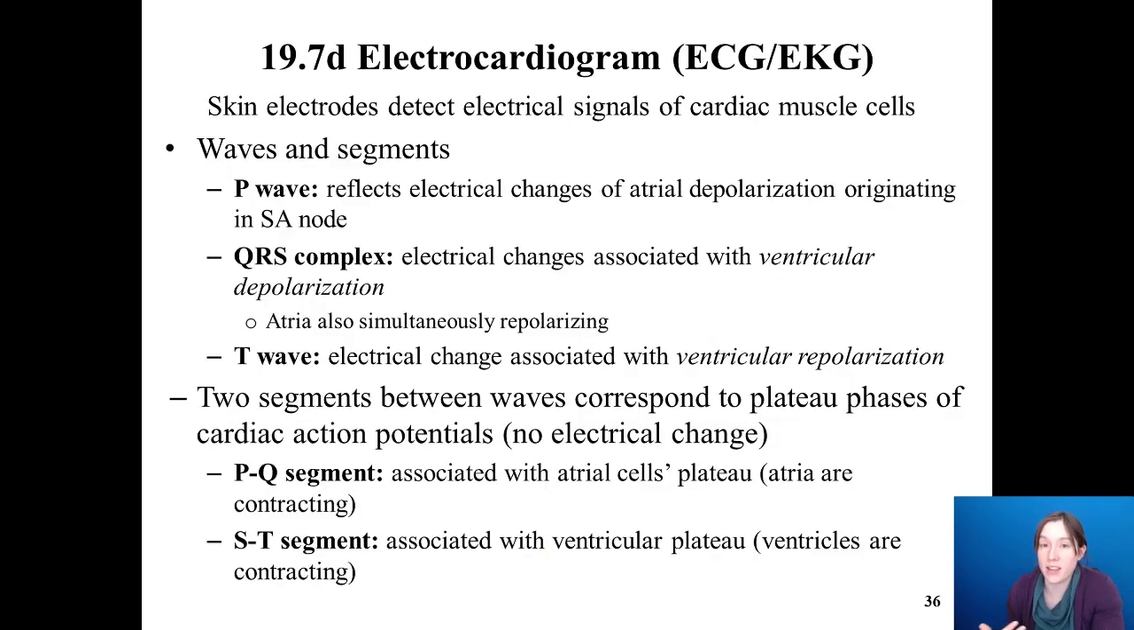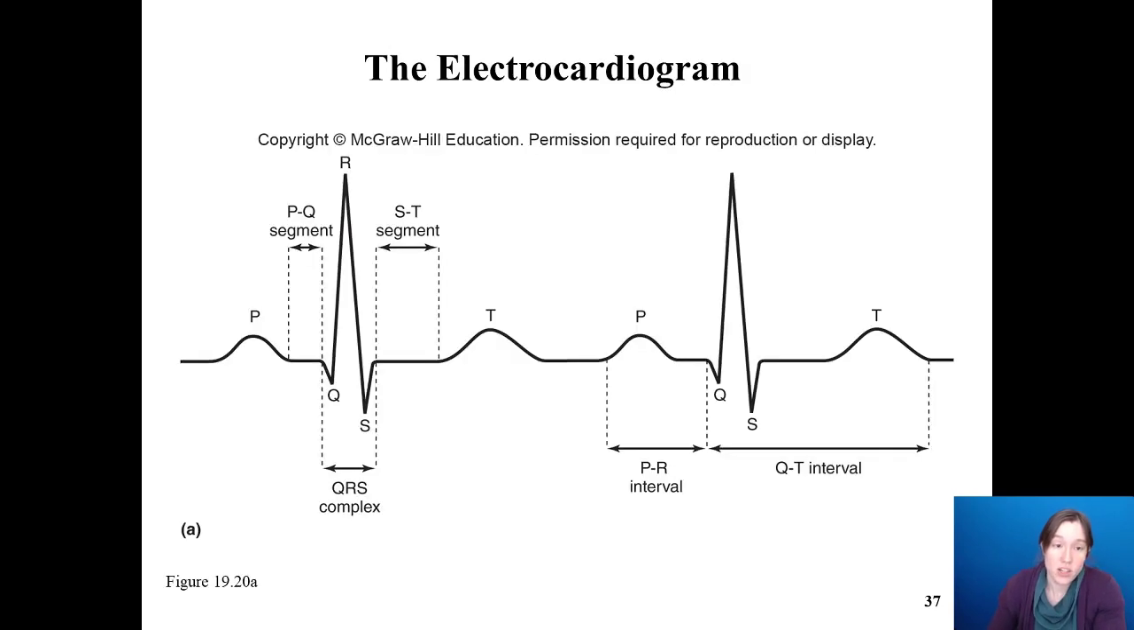So we can look at the electrical conduction of the heart by looking at an electrocardiogram, which is called an EKG or an ECG. Skin electrodes are going to be placed on the patient, and they can detect the electrical signals of the cardiac muscle cells. And so here on the EKG, this is what a basic tracing looks like. They have different parts, and I want you guys to be able to identify different parts of the EKG.